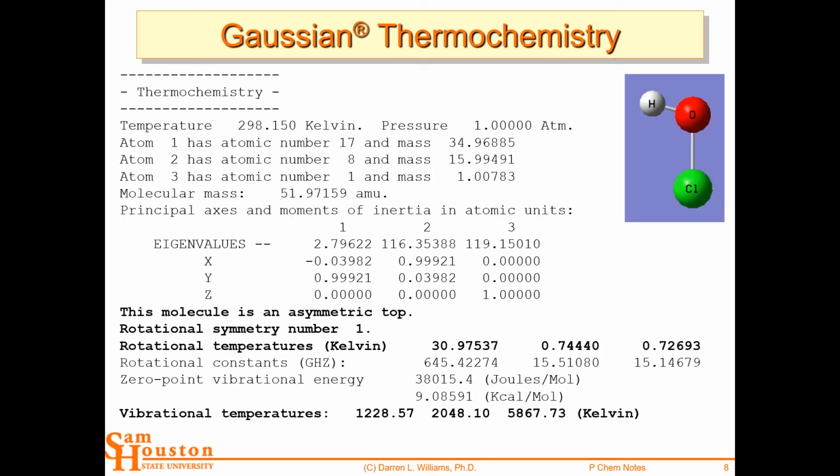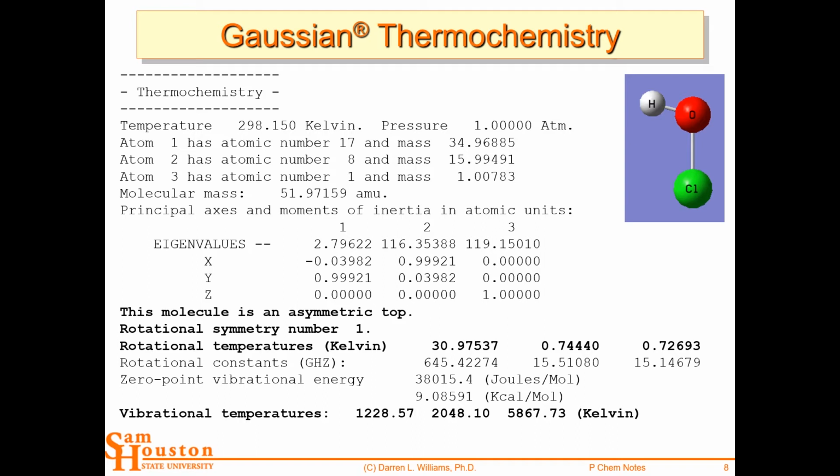So let's look at Gaussian. Again, I did this calculation on this asymmetric molecule just to show earlier the rotational temperatures and rotational partition function. Now we have the vibrational temperatures. So here are the vibrational temperatures in Kelvin. So we have 3 vibrational modes.